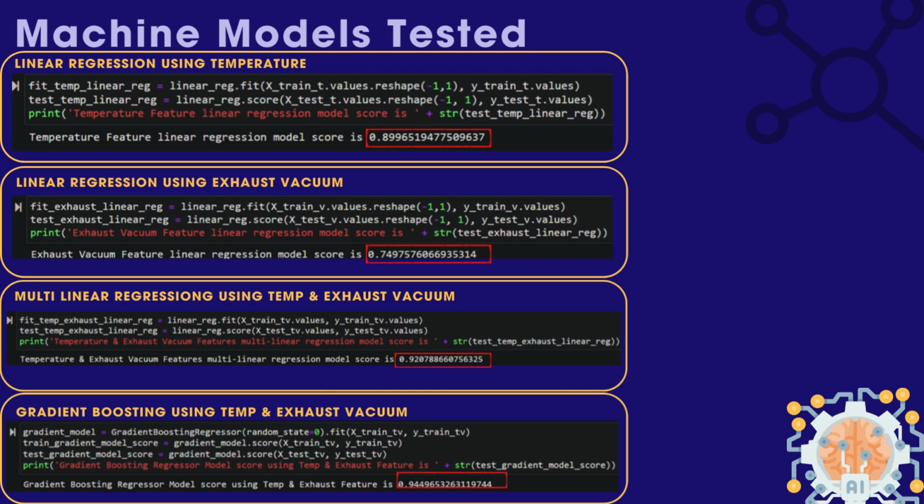And as a bonus, I used another model, and that was the gradient boosting using temp and exhaust vacuum. And that was actually the highest score that I got, and that was 94.4.